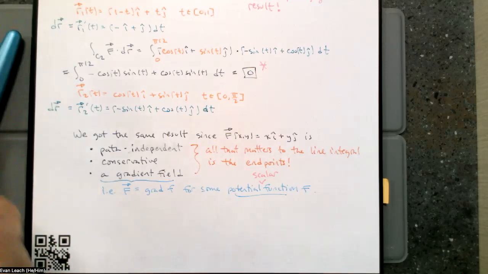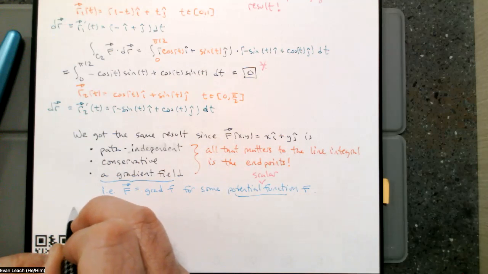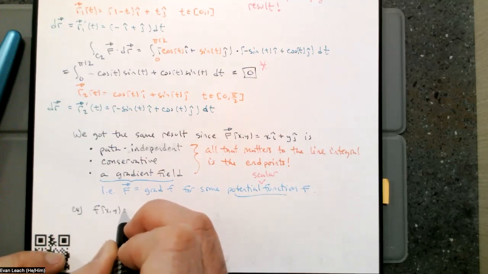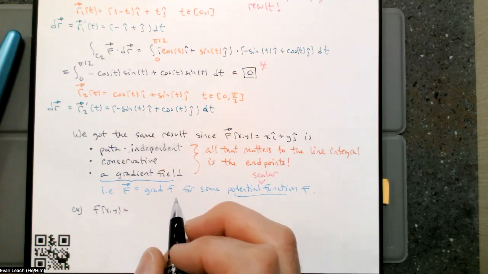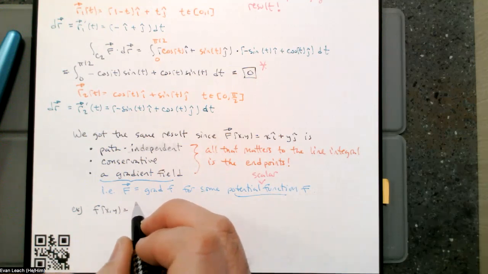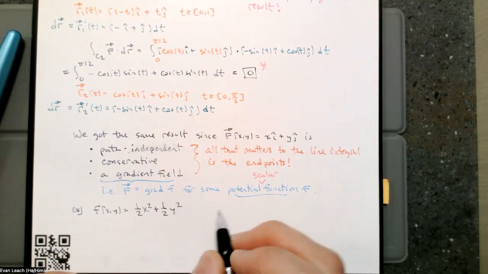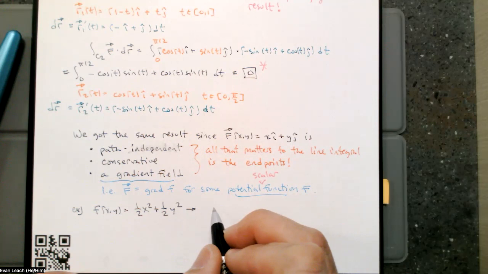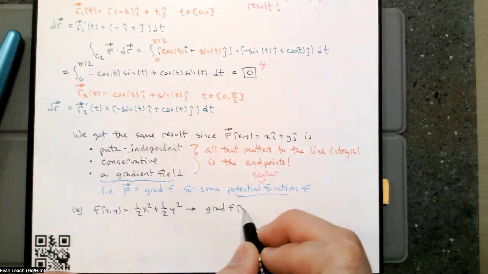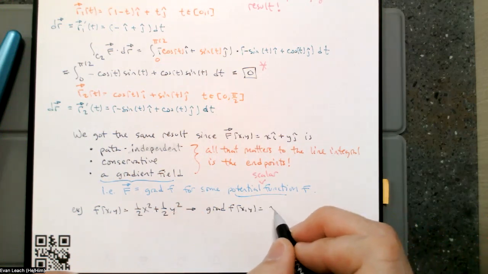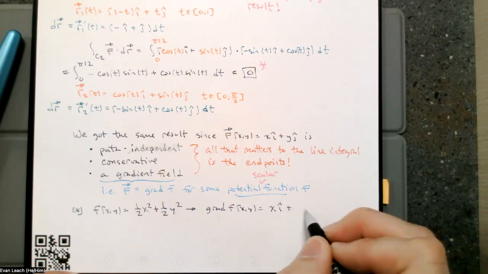So in this case, if f of x y is a half x squared plus a half y squared, then the gradient of f is the partial with respect to x i plus the partial with respect to y j.